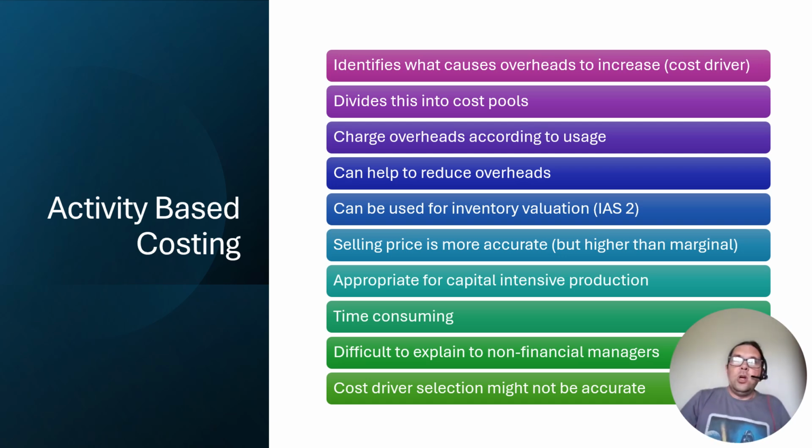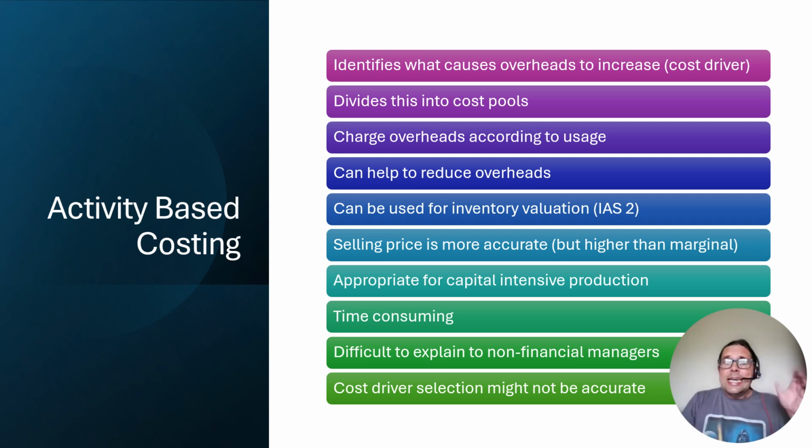So therefore, we can use this method to reduce overheads because we can identify if it was stores and it was requisitions that we could cut back on the amount of requisitions to reduce the stores cost, or if it was batches, so the production runs, we could cut down on the amount of production runs because of the amount of batches that we produce, or we can change production levels to reduce overheads. So it depends on the question, but we could definitely use it in that way.